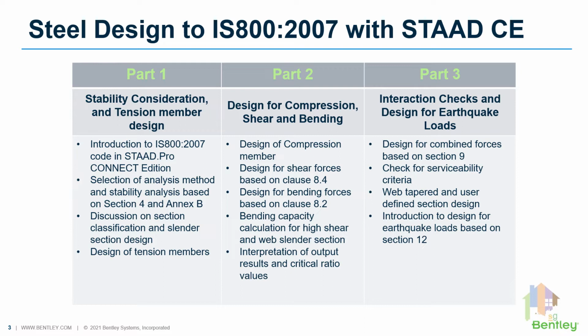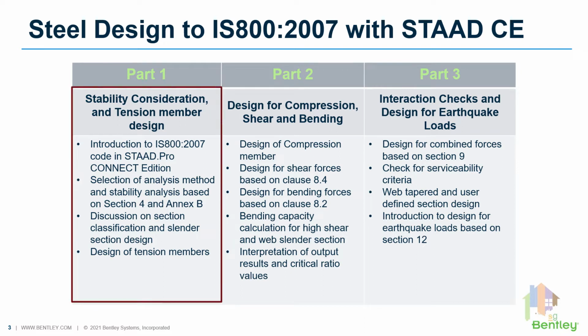IS800 2007 is a large code which is followed to design any hot-rolled steel members along with the steel connections. I have delivered the first part of this series. In that session, I have discussed the prerequisites for member design using IS800 code in STAAD.